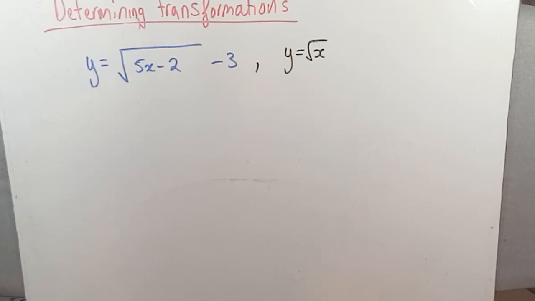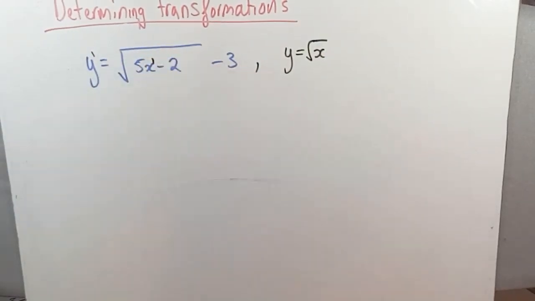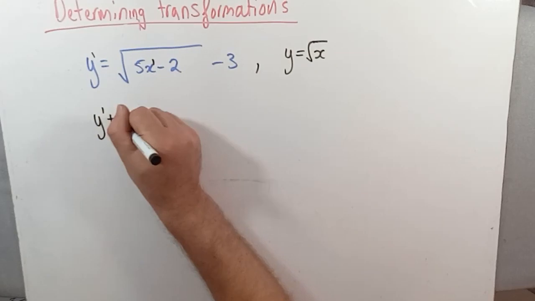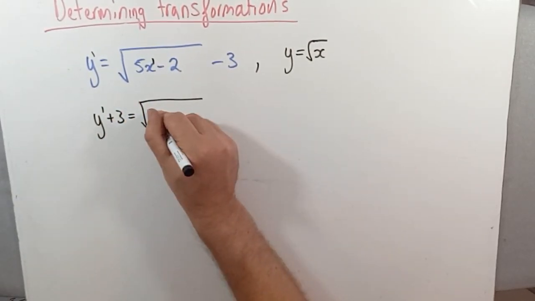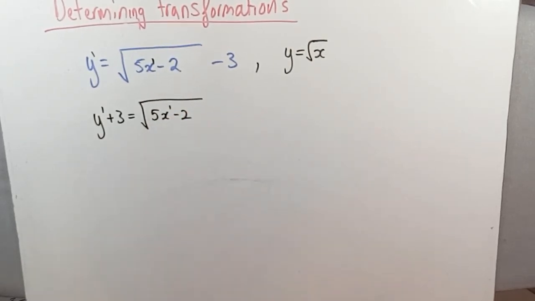Okay, so let's rearrange this in a formula. If this was the original function, then this is really the image function. So let's put the little image signs there so we remember. Okay, then we'll rearrange it. So we'll get y image plus 3 equals the square root of 5x image minus 2.